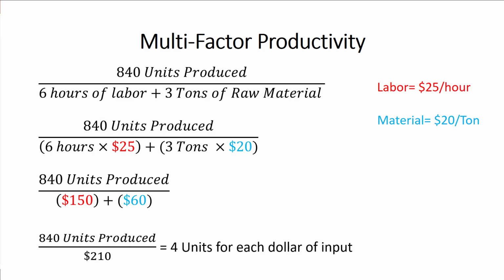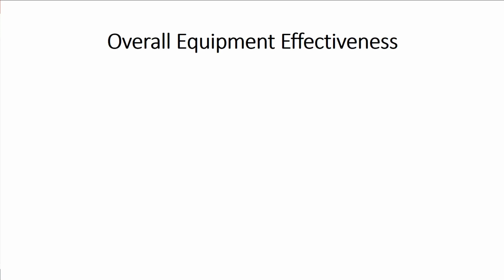That is multi-factor productivity. So the important thing here, the thing that's difficult sometimes for students to catch, is make sure that we're not simply adding 3 plus 6, right? It's not hours plus tons. There's a cost attributed to each of that. Usually you'll see that expressed as a dollar value in this class.